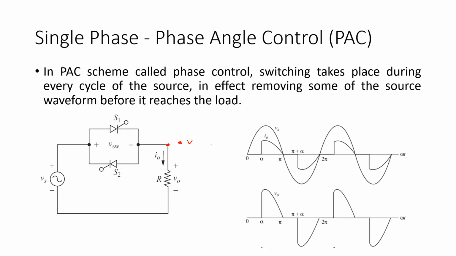So there will be 0 volts if your theta is less than alpha, and after that this will be Vs. So after alpha and less than pi, this will be Vs. This is how your positive half cycle will build up. This is what I have indicated here.